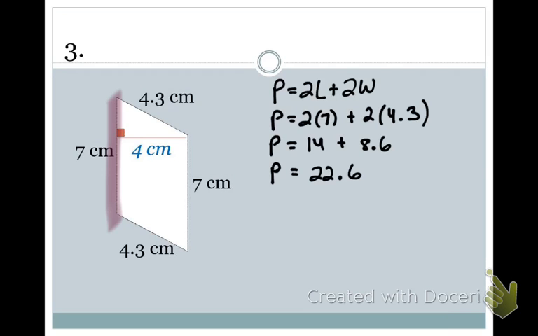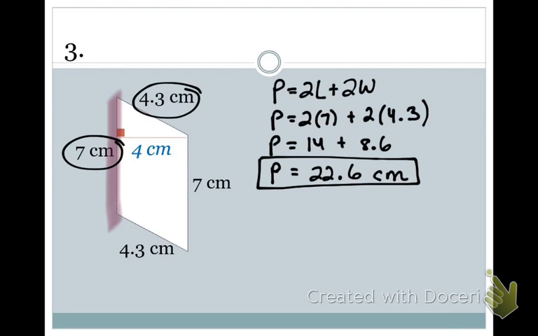Now let's figure out what our units should be. Do you think it should be centimeters or centimeters squared? Centimeters. Just plain old centimeters. Why is it not centimeters squared? Because we are not finding the area, we're just finding the perimeter, or the outside. Now, just to double check, you could have also added 7 plus 4.3 plus 7 plus 4.3. If you added up all the outsides, like your fence around the object, it would still be 22.6 centimeters.